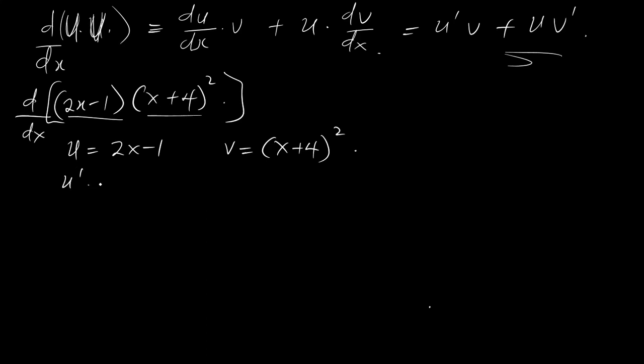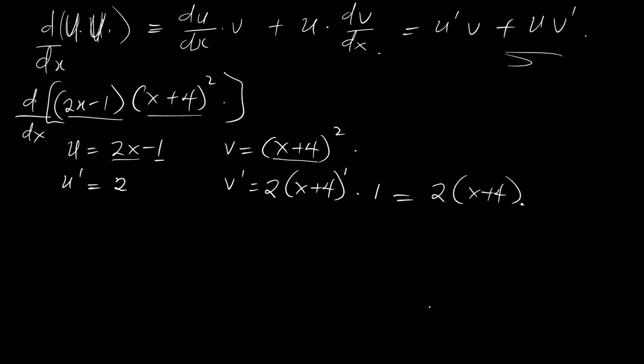Now, u prime is equal to the derivative of 2x, which is 2, and the derivative of a constant is 0. Then v prime: you differentiate this with respect to this function. So it will be 2 into x plus 4 raised to power 1 times the derivative of what is inside here, which is 1. So that means this should be 2 into x plus 4.